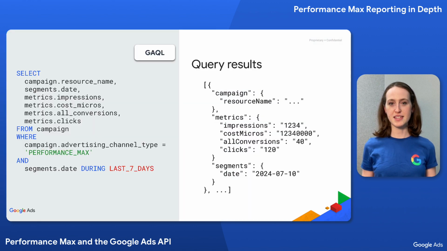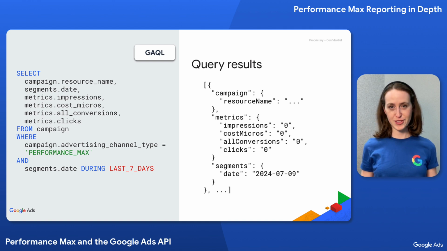Our results consist of a Google Ads row for each Performance Max campaign for each day in the last 7 days. Here's an example of a JSON response from the REST API. We have a Google Ads row object, which contains an object for each component of the query: campaign, metrics, and segments. Note there are a couple of changes from our first query now that we've added in the segments.date field. One is that our results are broken up across multiple rows, one for each date. Another is that our results will exclude any rows for which the selected metrics are all 0.